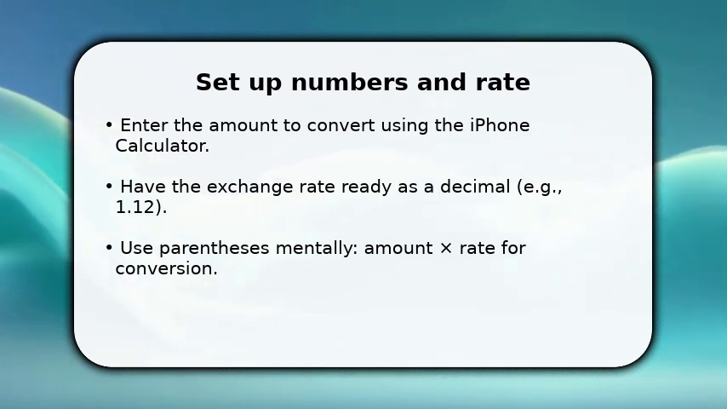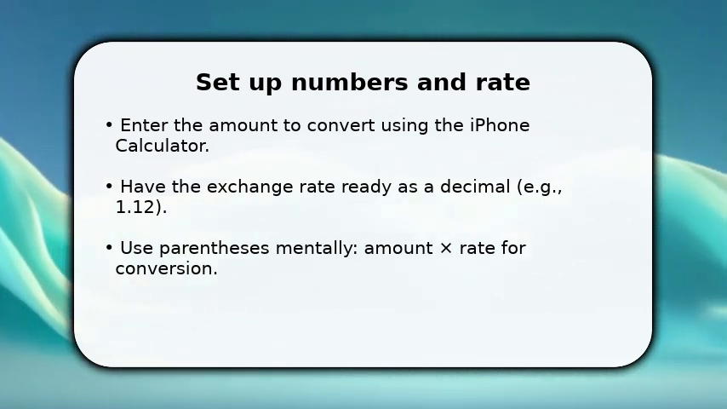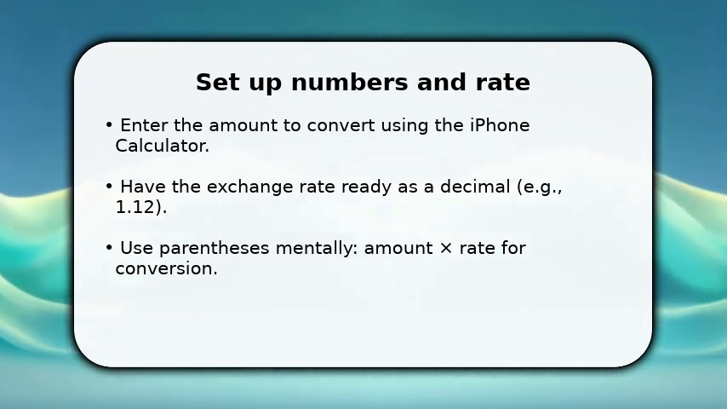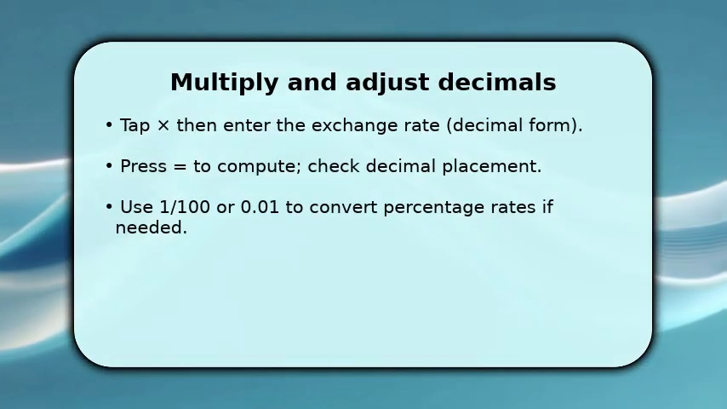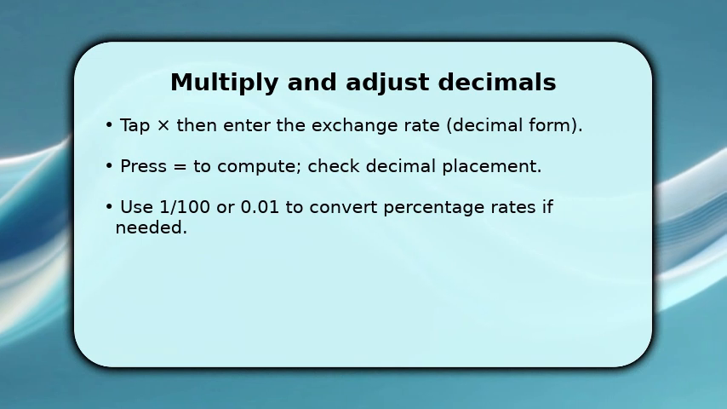This keeps rounding consistent and avoids clipboard errors. Now pause, confirm the digits on screen match the amount, and the rate is copied or memorized before proceeding. You press the multiply key, enter the decimal exchange rate, and then hit equals to get the converted value. This is the core action.